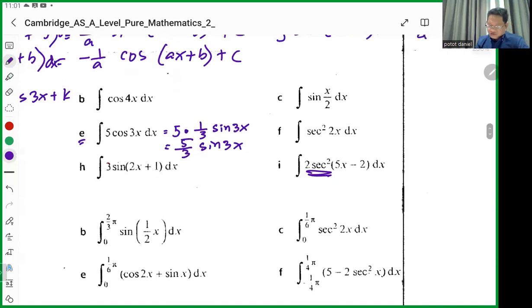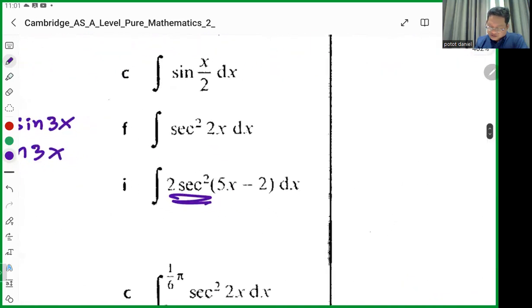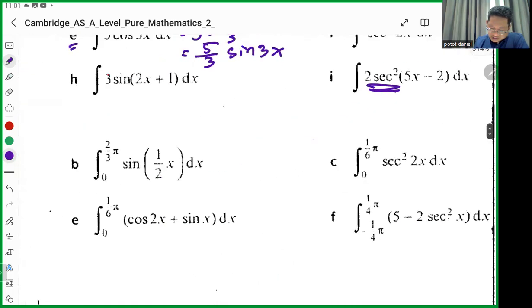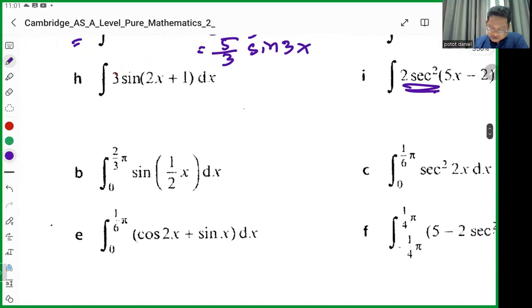As simple as that. For example, for this one, the integral of secant squared 2x. Again, that's equal to 1 over 2. The integral of secant squared is tangent, so tangent 2x plus c. That's it. Okay, so let's try to have some more examples.